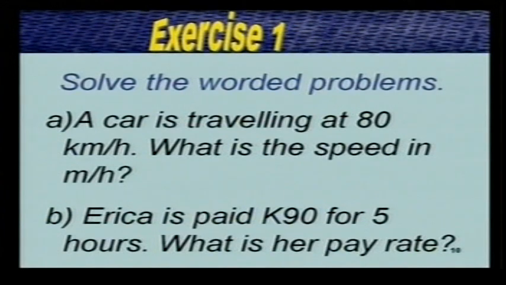Have we finished? Okay, 80,000 what? Meters per hour. Okay, 80,000 meters per hour. Good. And the next one, B. B is straight 18 what?